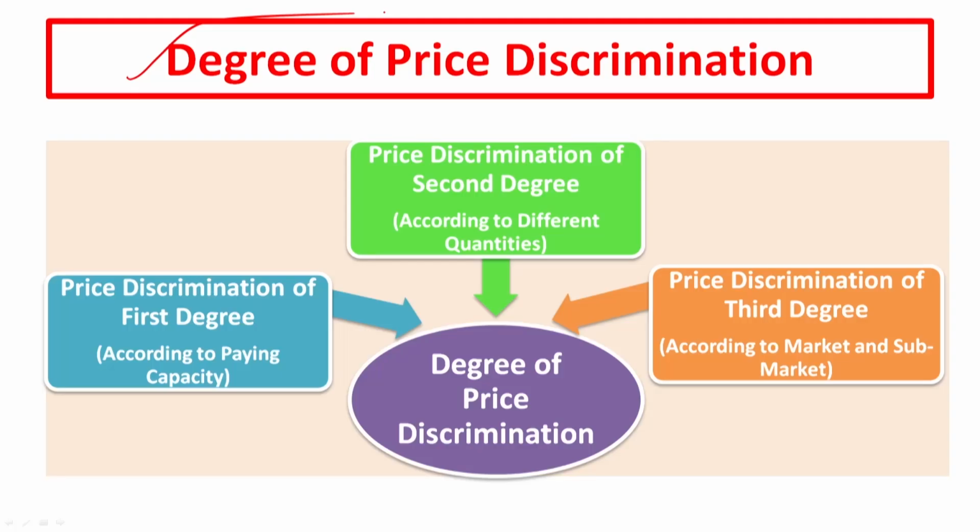There are basically 3 degrees. At the initial level, it is the price discrimination of first degree, that is according to paying capacity. Second, price discrimination of second degree according to different quantities. Third, price discrimination of third degree according to market and sub-market. So, these are all the degrees of price discrimination.